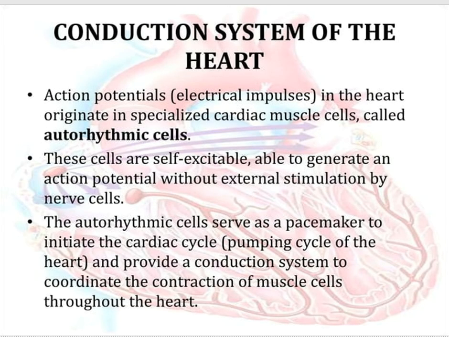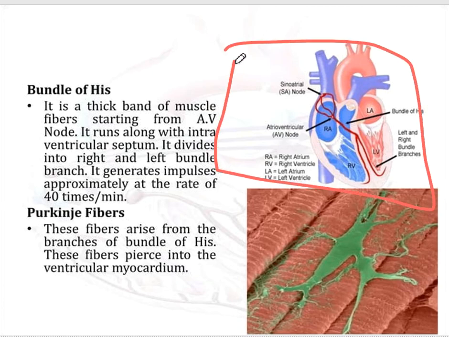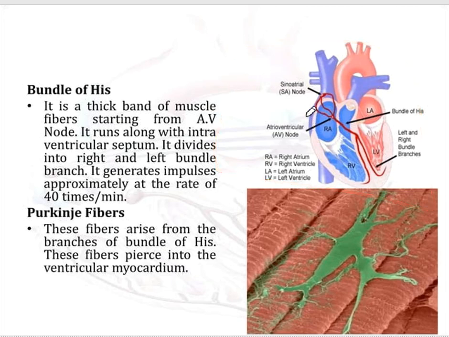I will show you another image. Here you can see this image you can refer to. This is the SA node, and these are the internodal pathways, which are there to produce a complete contraction of the atria, both of the atria.